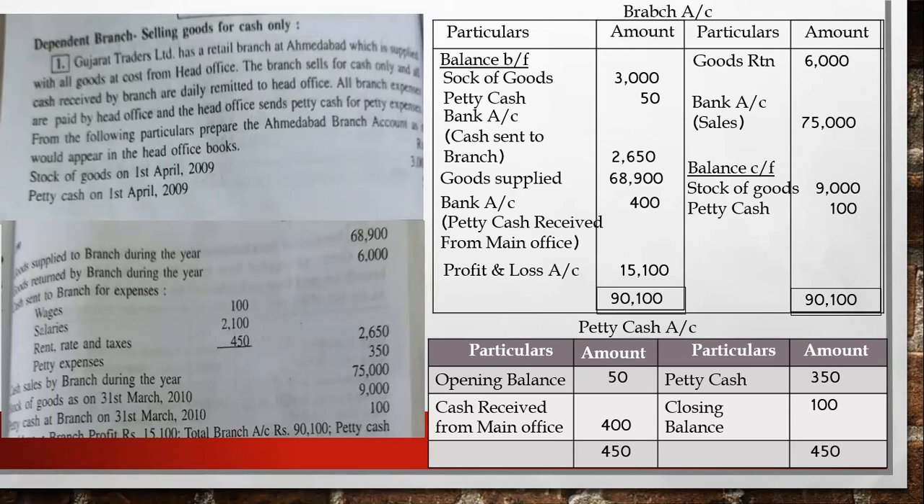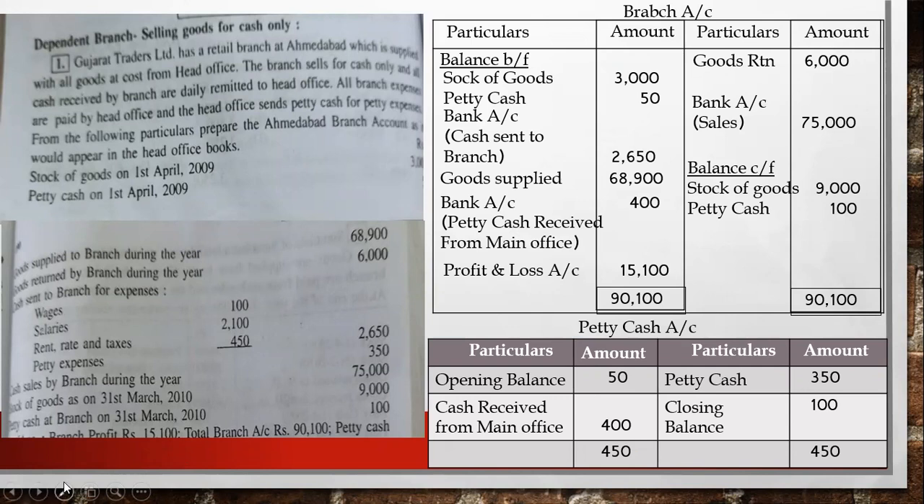Here we have the opening stock of goods and petty cash, then goods supplied to the branch during the year, goods returned during the year, and expenses of the branch, then cash sales during the year, and closing balance. Okay, so we have to make two accounts, branch account and petty cash account. Why petty cash account? Because we need to find out how much petty cash was received from the main office.